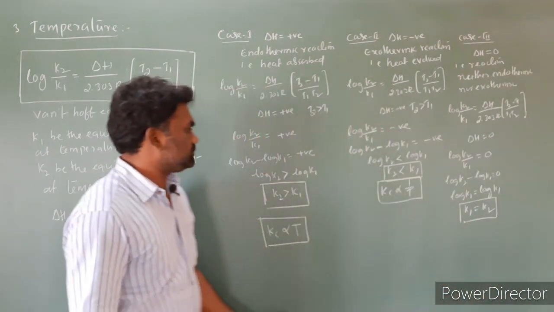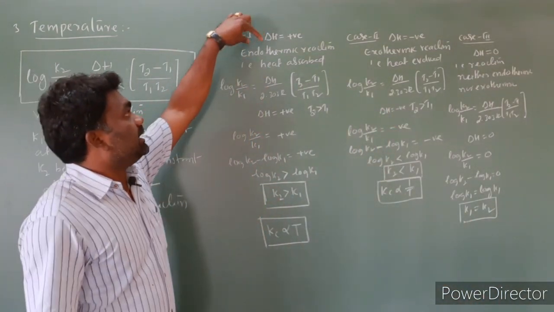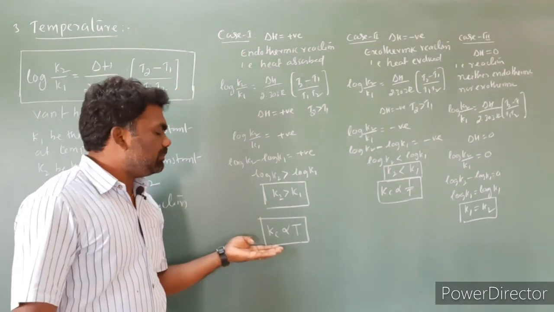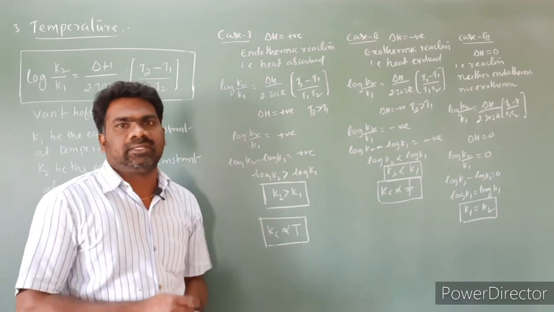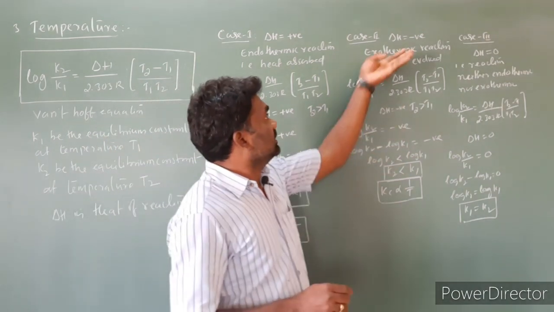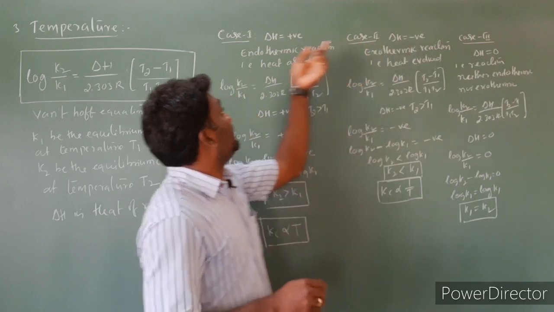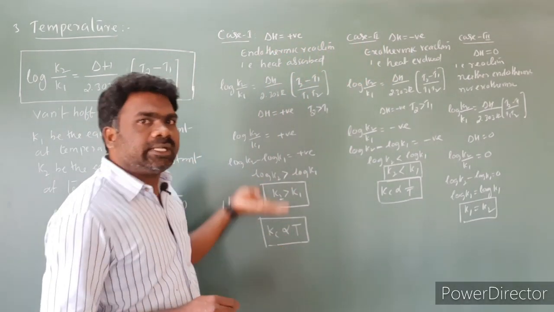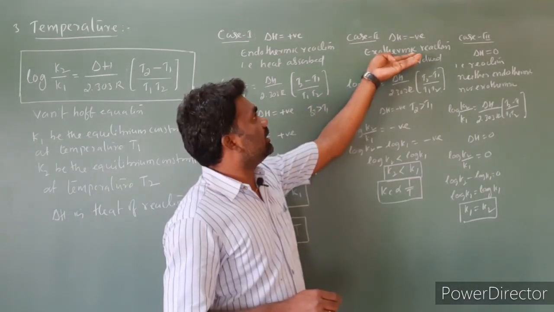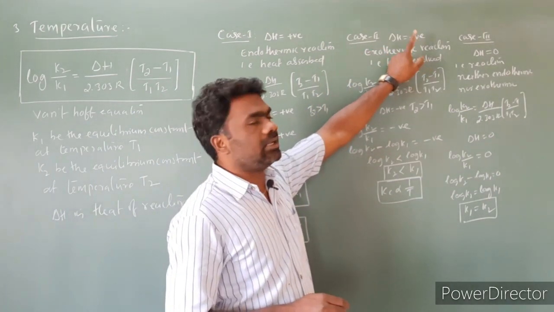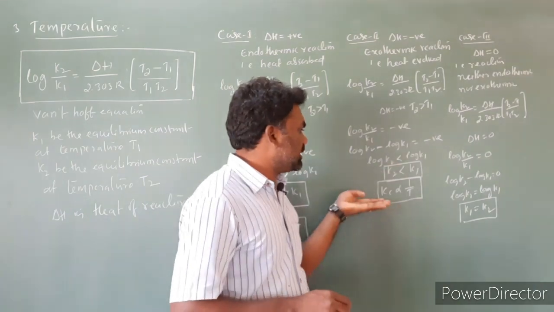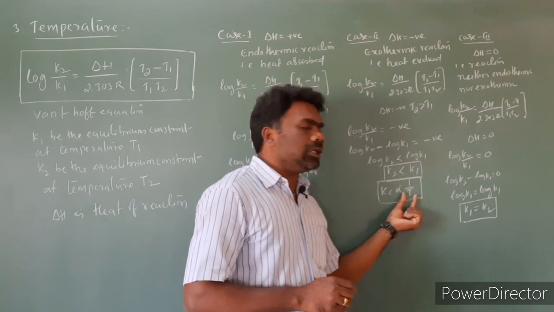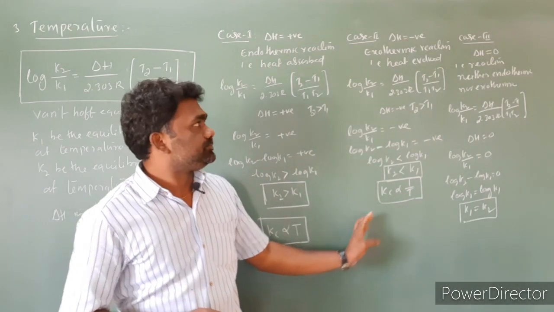So first case, if the reaction is endothermic, then as temperature increases, the Kc value is going to increase. Second case, if the reaction is exothermic, delta H is negative, temperature increases, the Kc value is going to decrease. Kc, the equilibrium constant, is inversely proportional to temperature. This is the second case.